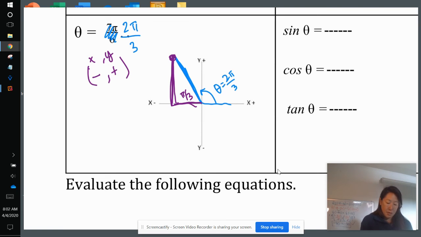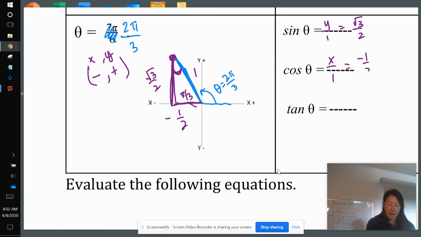Across from 60 is root 3 over 2. Across from the angle 30 is 1/2. And the radius, we're calling it 1. So what do I need to make negative? I need to make the x value negative. Sine is the y length over the hypotenuse, so y over 1, which is root 3 over 2. Cosine is the x length over the hypotenuse, so x over 1, which is negative 1/2.